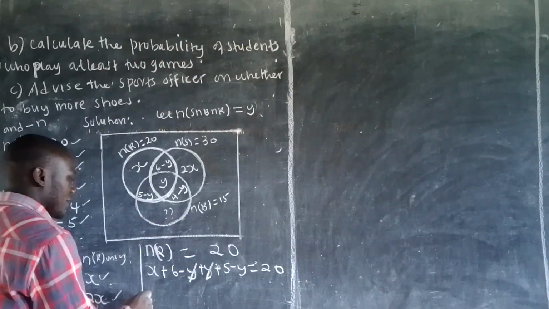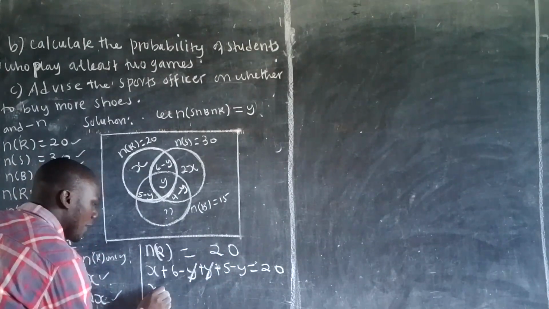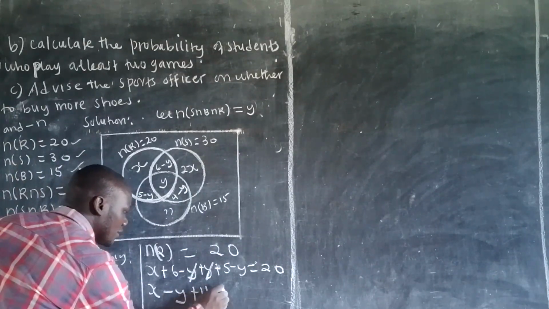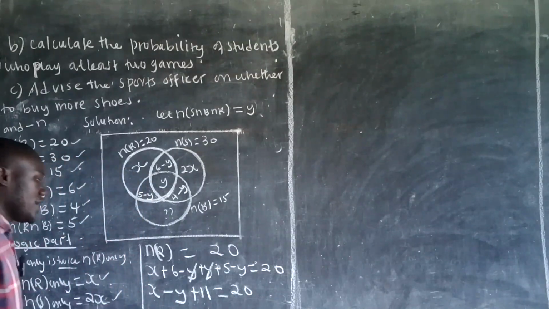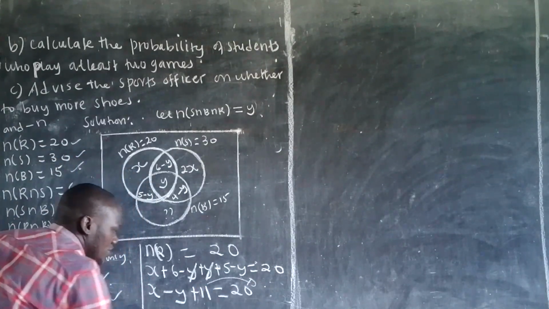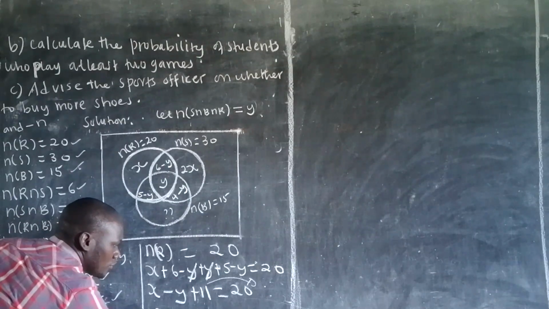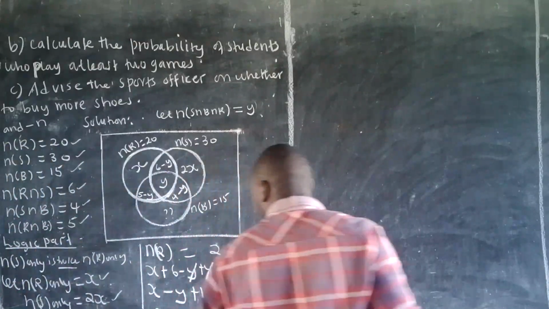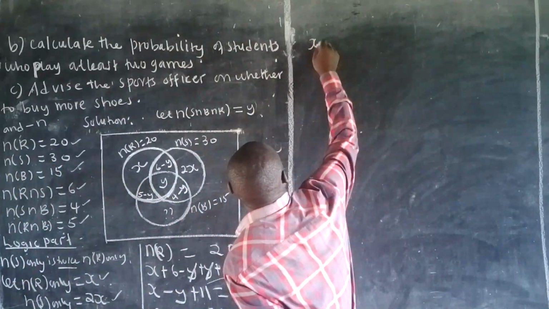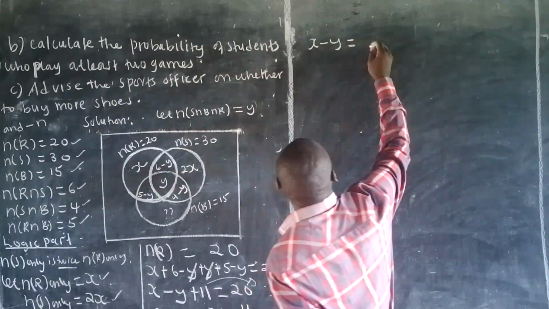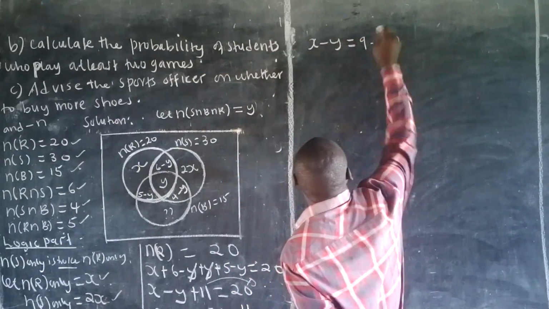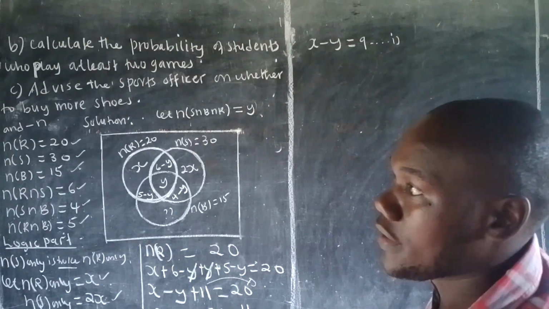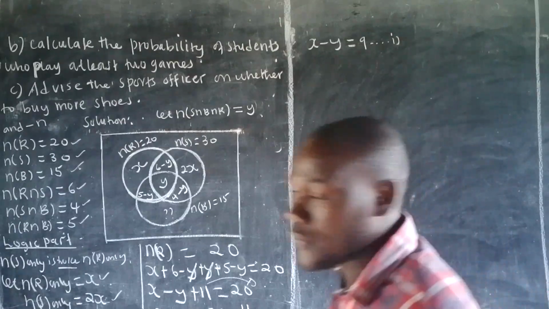So let's get the unknowns. We have x here. Another unknown is negative y. Then let's add the numbers: 5 plus 6 is 11. So plus 11 equals 20. The unknowns remain on this side, and the 11 goes to the other side. So x minus y is equal to 20 minus 11, and that gives us x minus y equals 9. So that will be equation number 1.